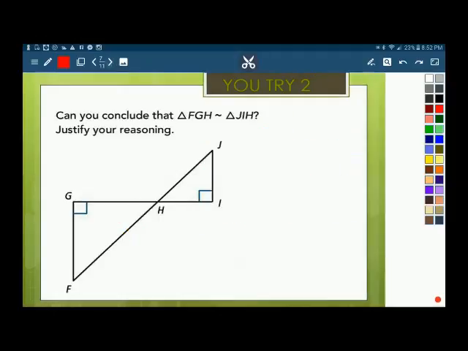Okay, so let's have you give this a try in your second U-try. Can you conclude the two triangles are not congruent? Can you conclude that they're similar? And you need to justify your reasoning. So tell me 2 pairs of angles that are congruent, as well as that they are similar by AA similarity.